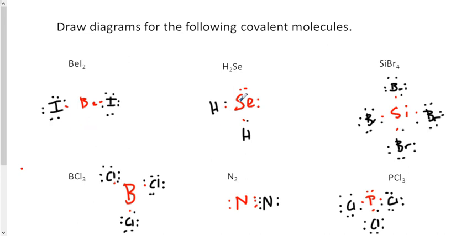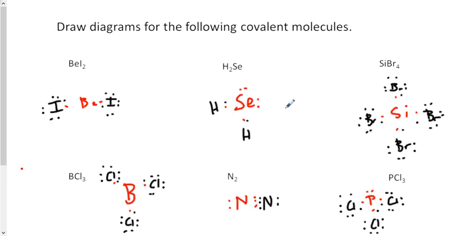Now what about H2Se? Well, Se has 6 dots, so we can line up 1 hydrogen there and then 1 hydrogen there and make 8 dots for the selenium and 2 dots for each hydrogen. Now they're pretty happy because hydrogen can only have 2 at most. That's one of those exceptions, and selenium now has 8.